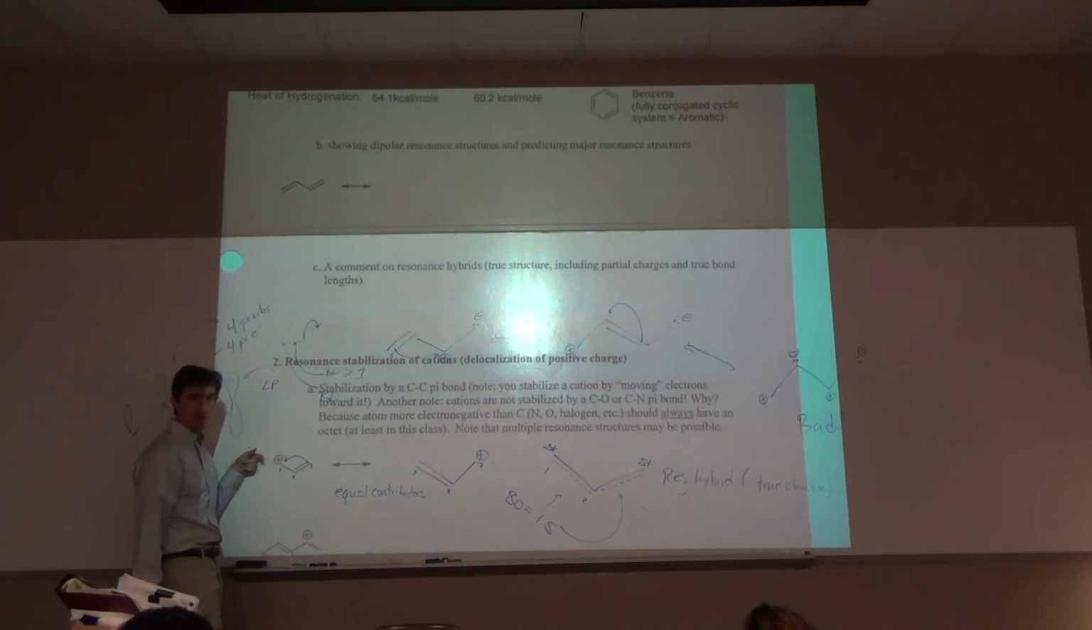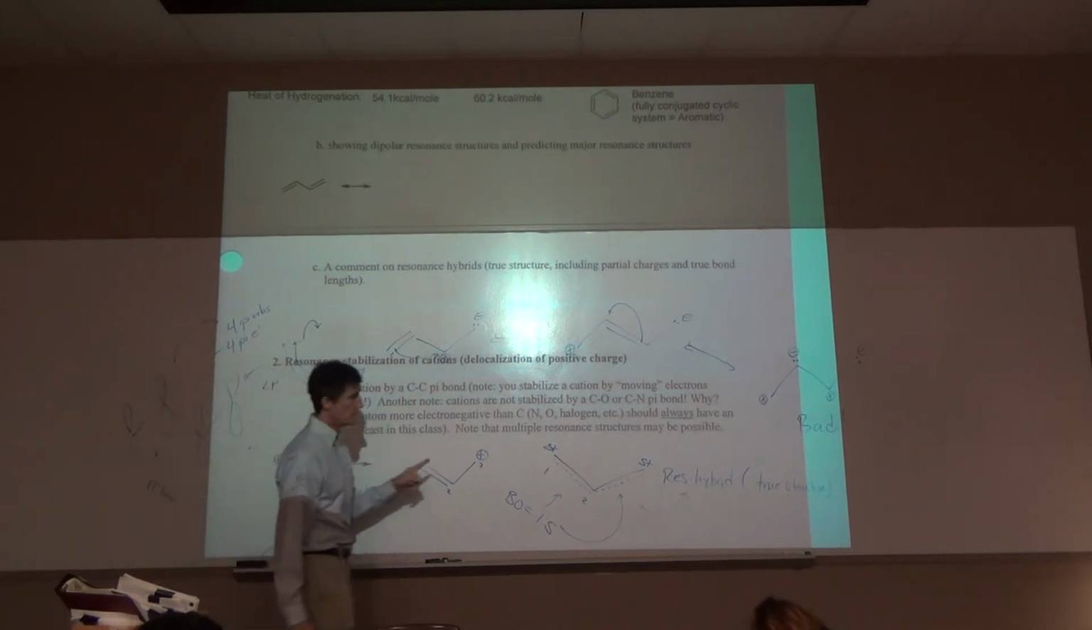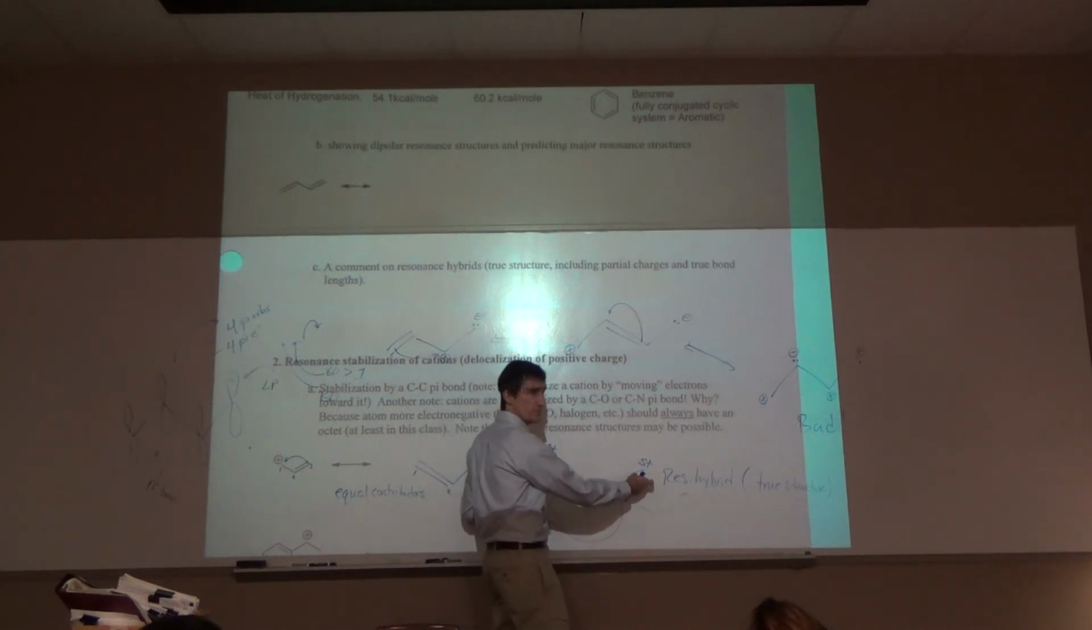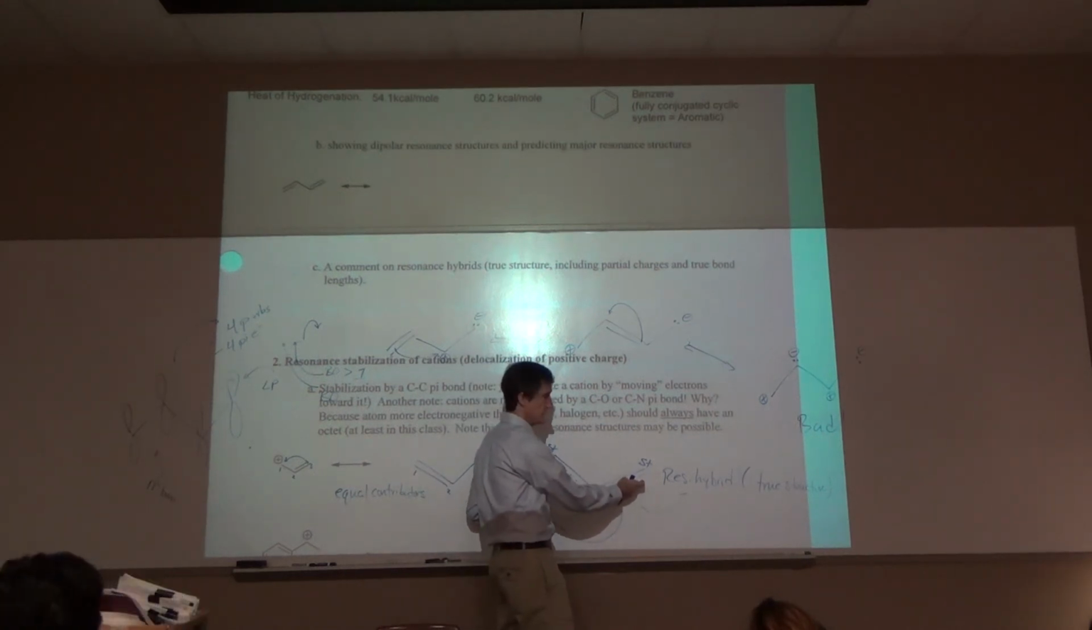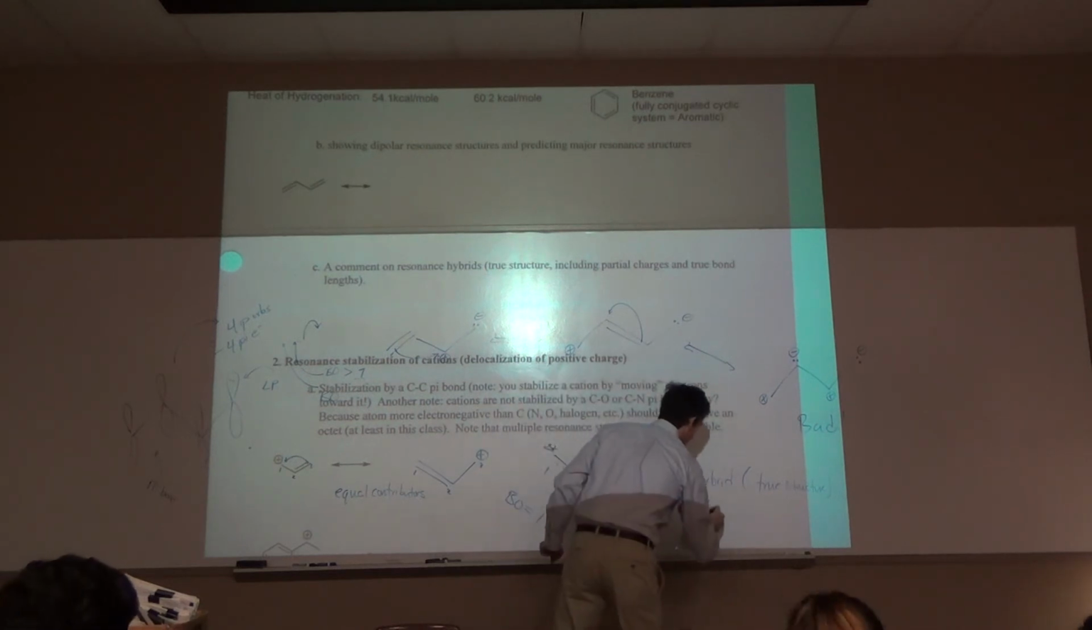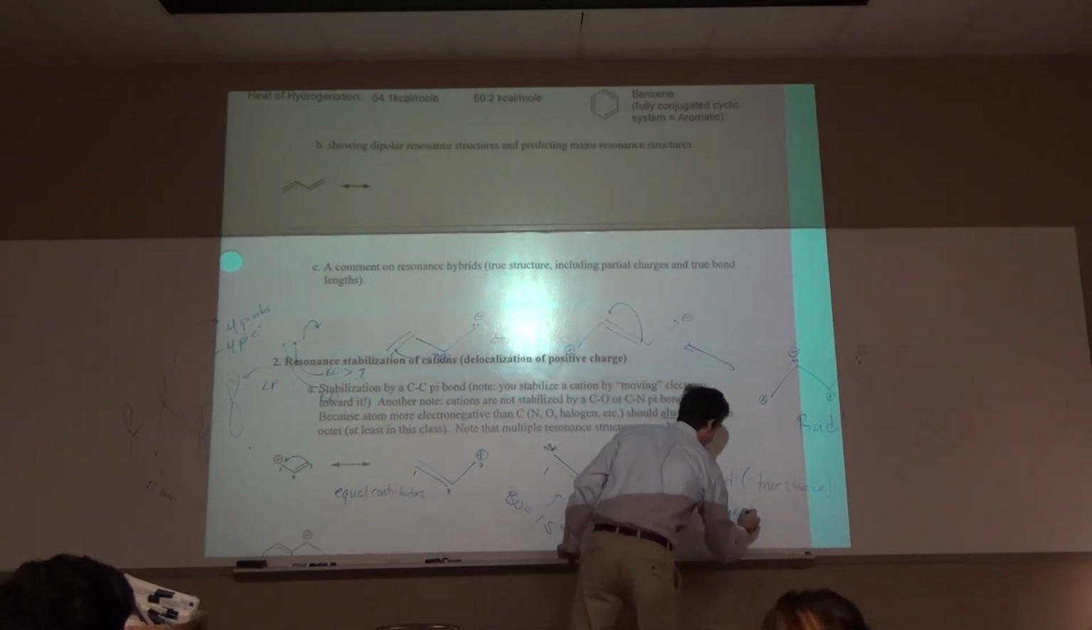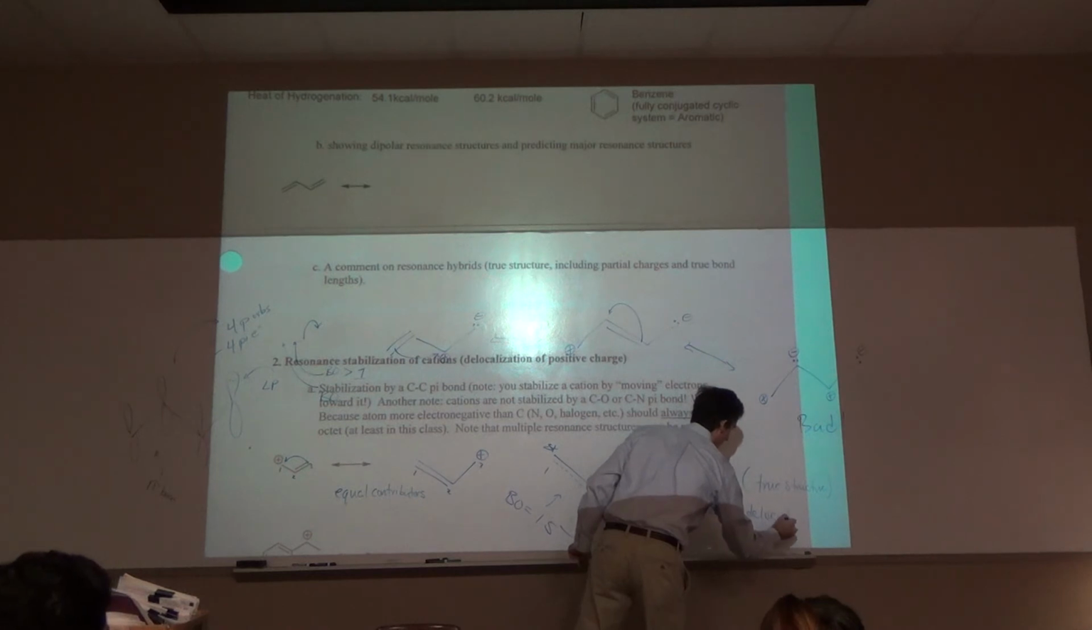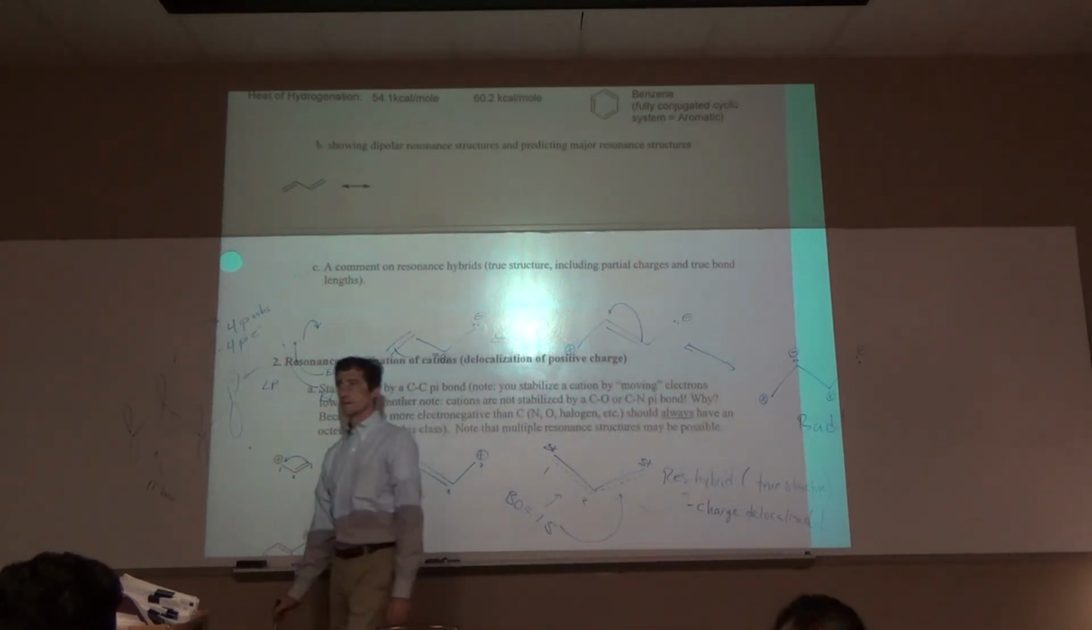Is the cation just on carbon 1? No. The cation is on both carbons. It's a little bit of partial positive on each carbon. So we have charge delocalized, which is a stabilizing thing.